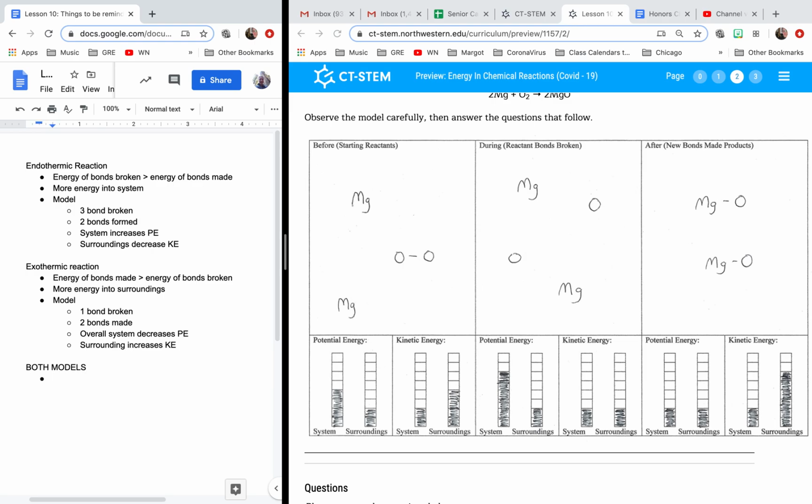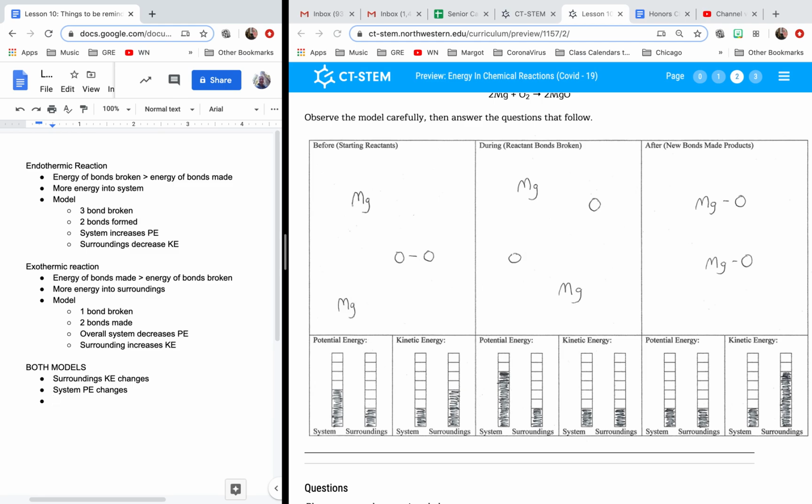Now, there are some things that we actually see in both. In both models, the surroundings have a change in kinetic energy, which makes sense because kinetic energy is synonymous with temperature. If we have temperature increasing, that's when we see exothermic, temperature decreasing, endothermic, right? So we see the surroundings' kinetic energy changing. We also see the system's potential energy changing overall.